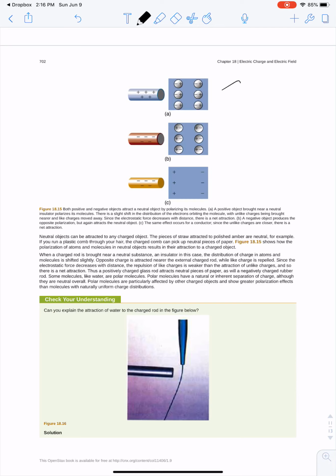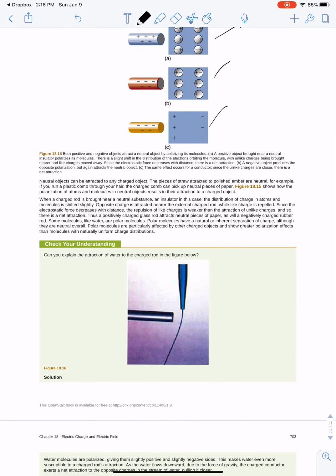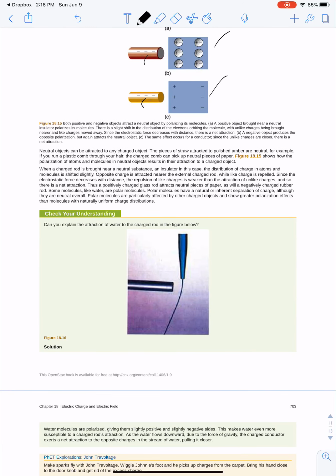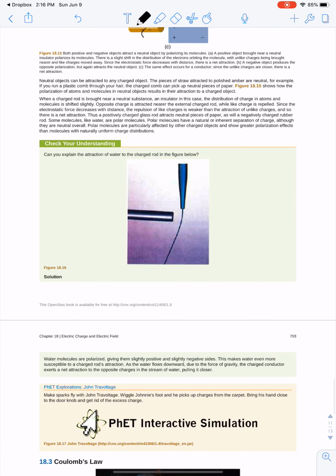Okay, so anyway, a couple more examples. Read through those. Positive and negative objects, depending on if it's positive, negative, whatever. It's just charging by induction. That's all this is explaining. So check your understanding. We've got here, it doesn't look like it, but this is a faucet, and this is a stream of water coming out of it.